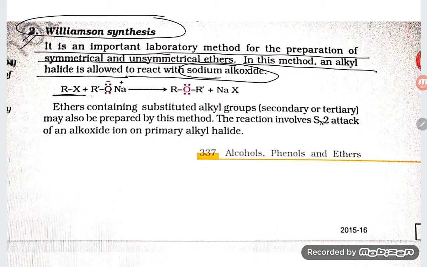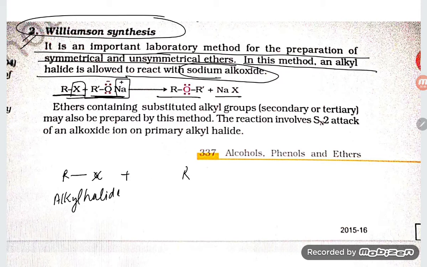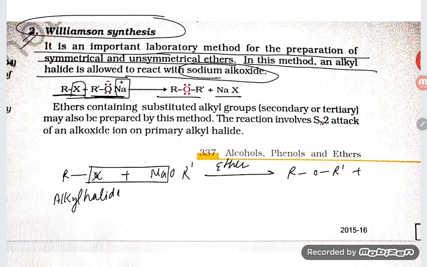So this is the alkyl halide and this is sodium alkoxide. What is happening is that RX is reacting, and ROR' and NaX are being formed. RX is the alkyl halide, and what you are going to treat it with is RONa. So NaX is getting out, and we get the ether, ROR' plus NaX. So this is the ether, right?